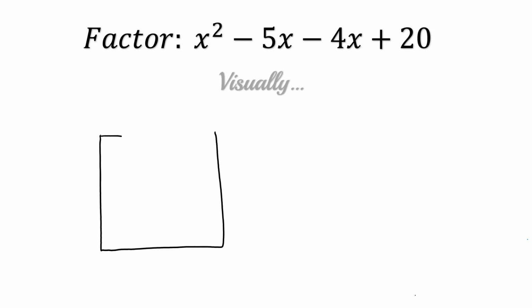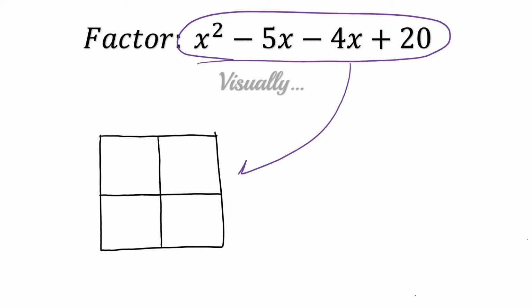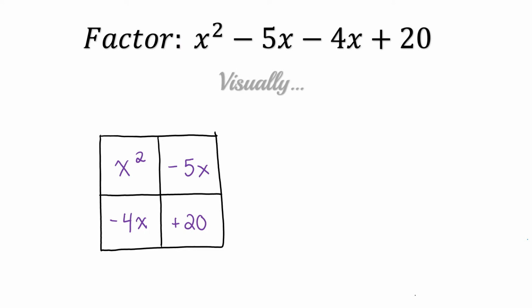when we try to factor this, we'll need to draw a box with 4 spaces, 1 for each term. And we'll take each of these terms and write them on the inside of our box. So we have x squared minus 5x minus 4x plus 20. When both of your x terms are negative, so you have this negative along your diagonal, the factoring process is going to be a little more complicated.